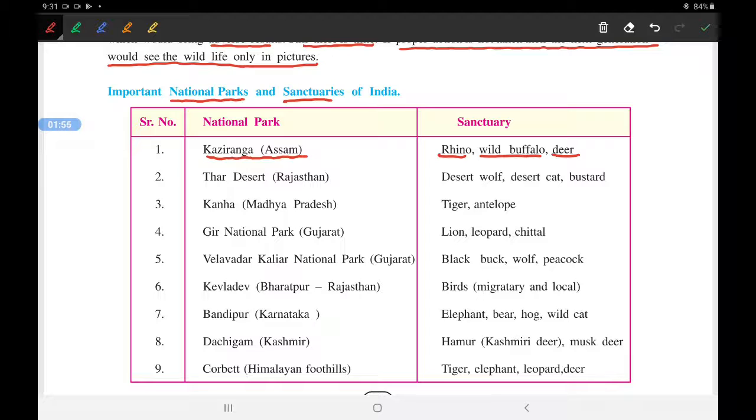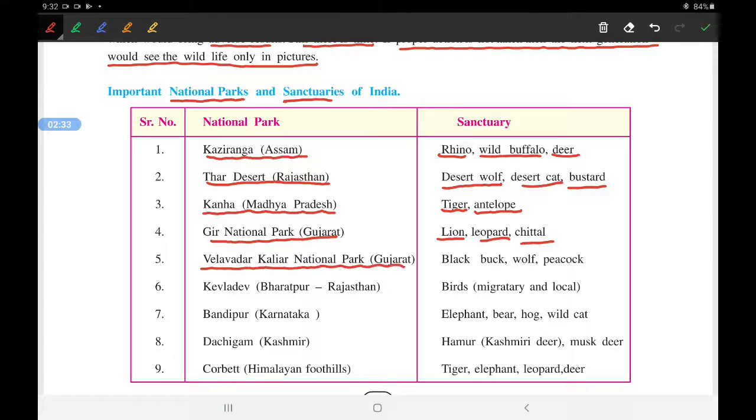So here Kaziranga is a national park. In that, which animals are included? Rhino, wild buffalo and deer are included. Next is the Thar Desert of Rajasthan. Here we find the desert wolf, desert cat and the Great Indian Bustard. Then Kanha, in Madhya Pradesh, where tigers and antelopes are found. Gir National Park, Gujarat, where lions are the main pride of it. Leopards and chital are also found, though leopards are found in very few numbers.